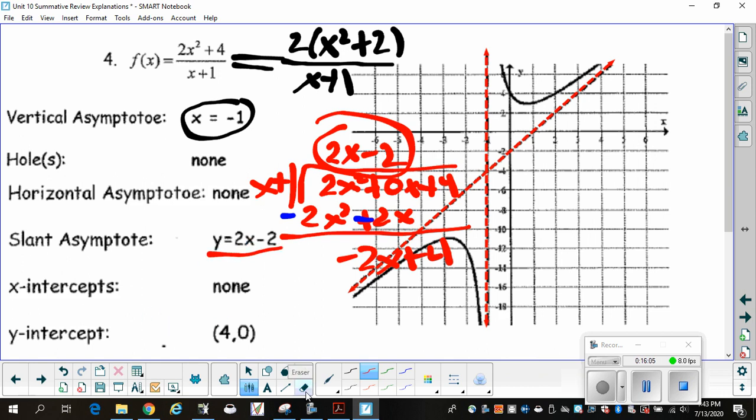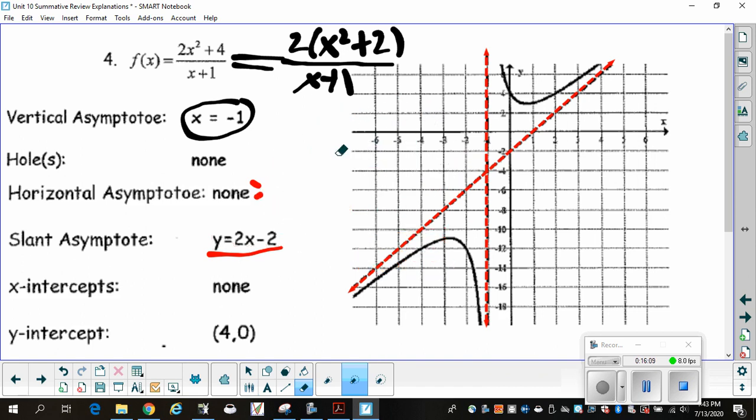So what do we do? Well, we draw our slant asymptote in. Right along this line, we put a point at negative 2 and a slope of 2, so we go up 2. Oops. We go up 2 to the right 1. Sorry, the y-axis is on 2s and the x-axis is on 1s. And that's because of the size of this guy.